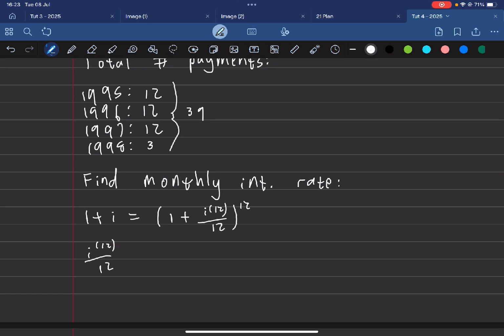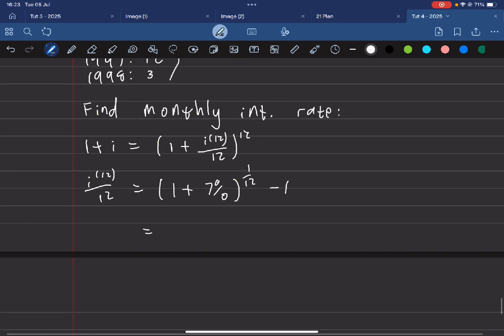Okay, so we would say that I 12 over 12 is going to be equal to, so I'll take both sides to the power of 1 over 12 and then also minus 1, and our interest rate was 7, so it's 1 plus 7% to the power of 1 over 12 minus 1. Okay, and that's going to simplify to 0.0057, which I'll store in my calculator as A, future.